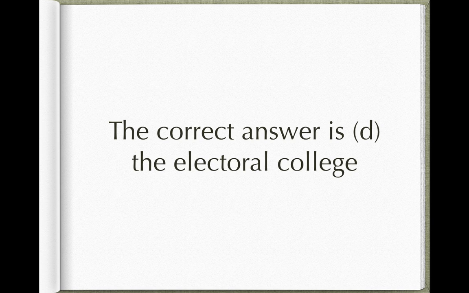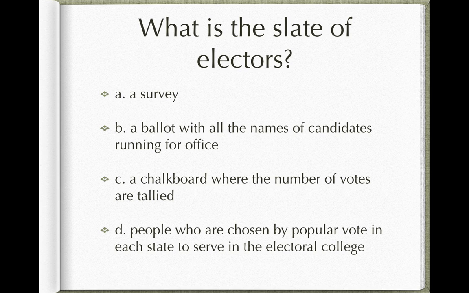The correct answer is D, the Electoral College. The President and Vice President are not chosen directly by the popular vote. They are chosen by the Electoral College, or the electors within the Electoral College. What is the slate of electors?